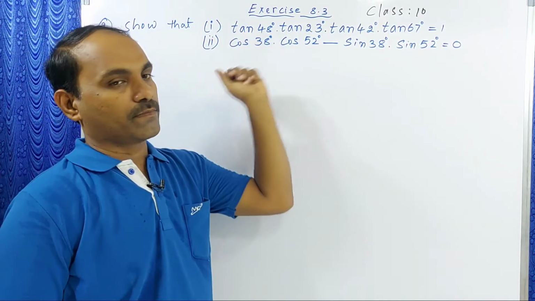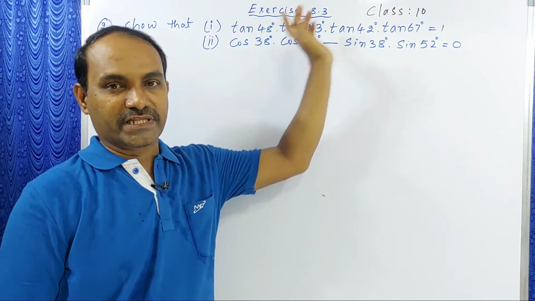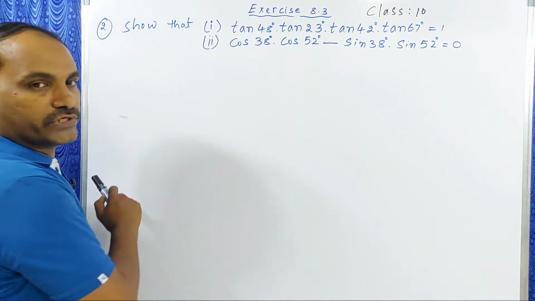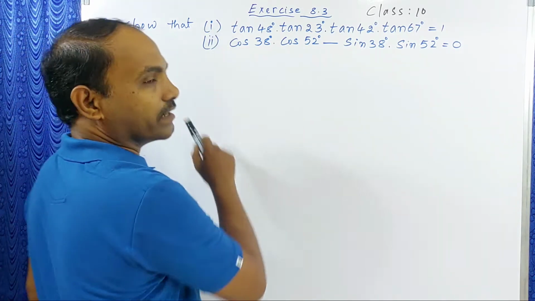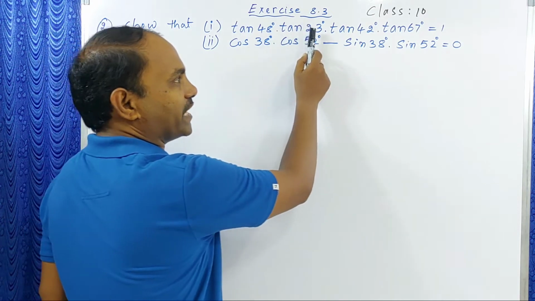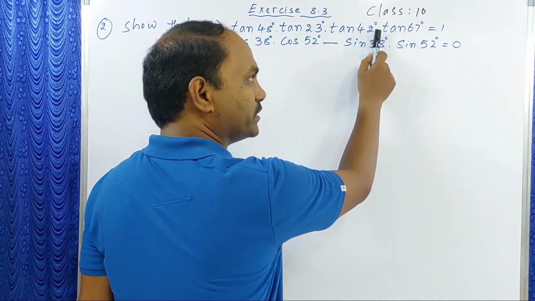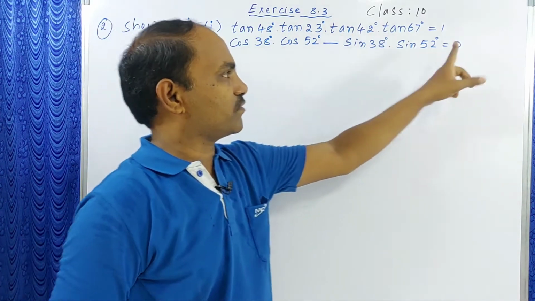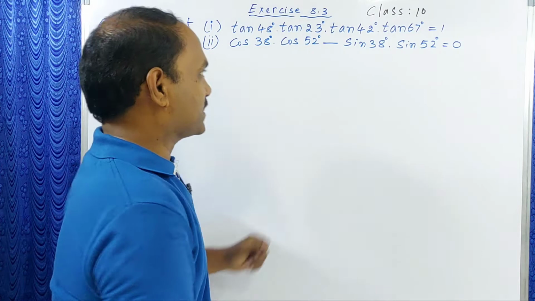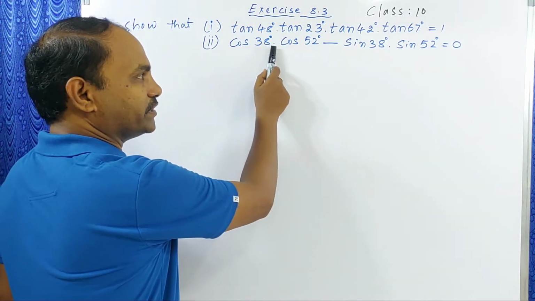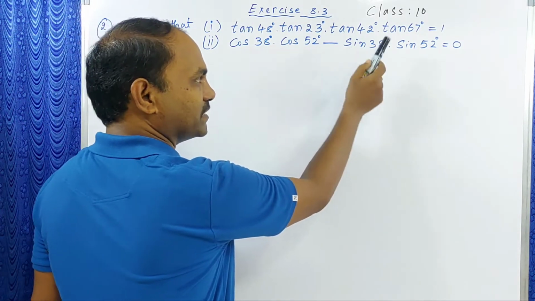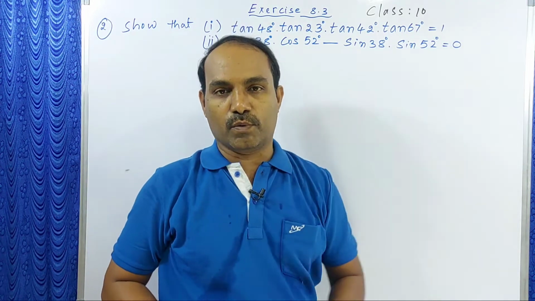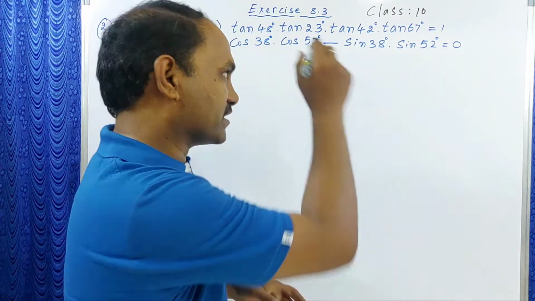Today we are going to discuss trigonometric exercise 8.3, class 10, question number 2. What is given in the question? Let us check the question first. Show that: number 1, tan 48 into tan 23 into tan 42 into tan 67 is equal to 1. We are going to prove this result equal to 1. And the second one, cos 38 into cos 52 minus sin 38 into sin 52, this value equals 0. Now let us check the first one.